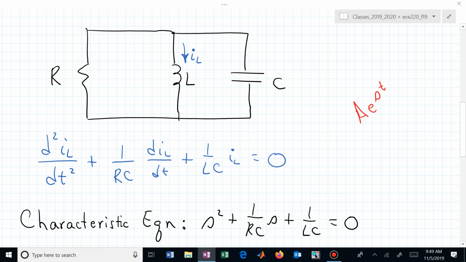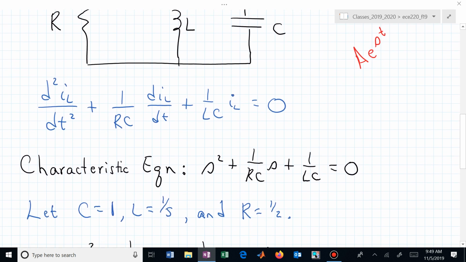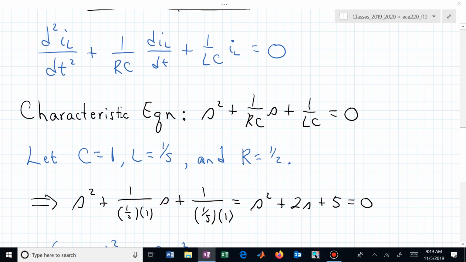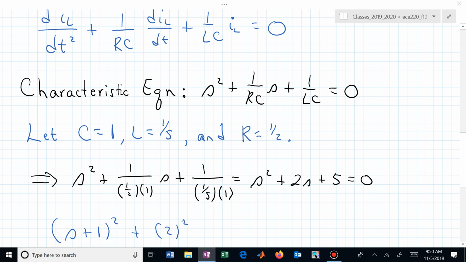So we've now, with all of these combinations of R, L, and C, increased the resistance enough. We've reduced the damping to give us complex conjugate poles. With C equal to 1, L equal to 1/5, R equal to 1/2, we end up with s squared plus 2s plus 5. And again, I completed the square.